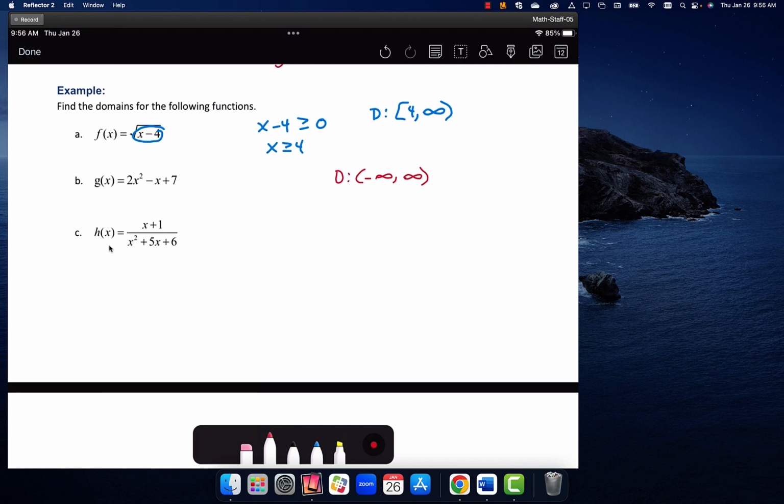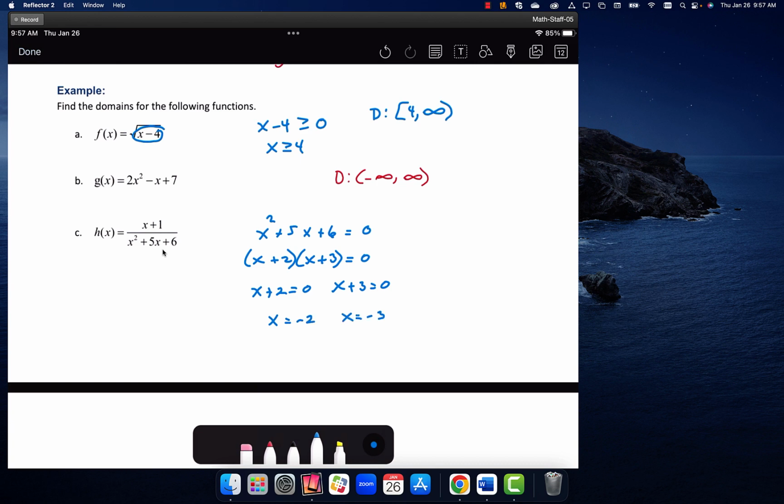With C, we have a rational function. So we need to figure out what causes the denominator to equal 0. We've seen this already. We've seen this in the past. So let's take our denominator and force it to be 0. That way we'll know what values of x cause division by 0. Here we'll factor. Set each factor equal to 0. And then solve. X equals -2 and x equals -3.